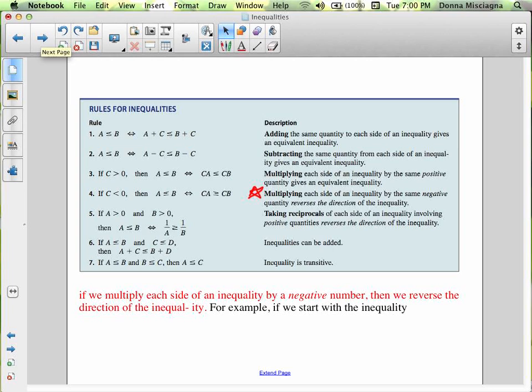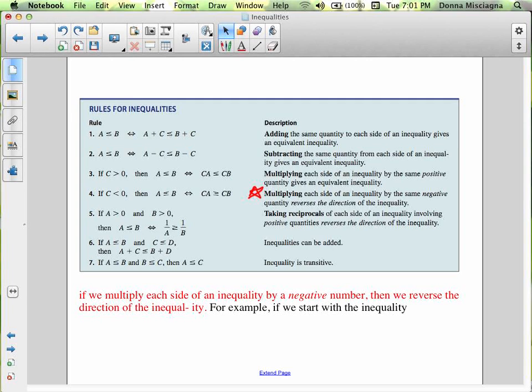So this one is a special one that applies to just inequalities. You might want to put a star so you remember that multiplying each side of an inequality by the same negative quantity reverses the direction of the inequality. And we'll do a little example just to show you, yes, you would have to reverse the direction of the inequality. If not, you're going to have an untrue statement. So the only way that you can multiply by a negative number is if you also reverse the sign, have it go the other direction.